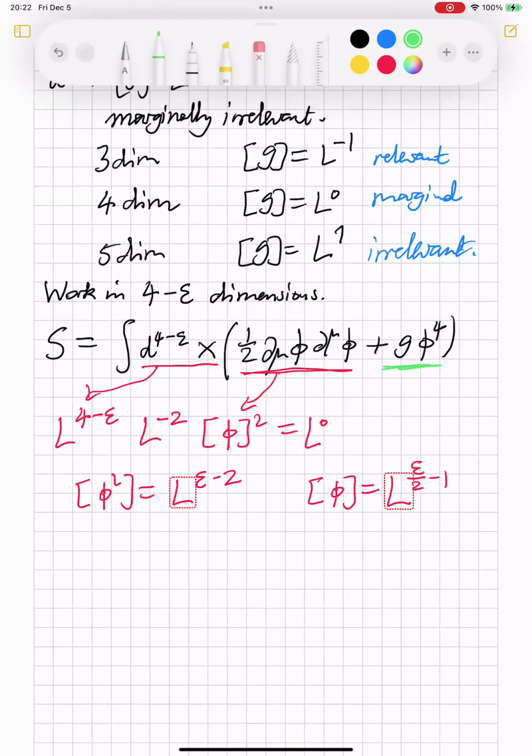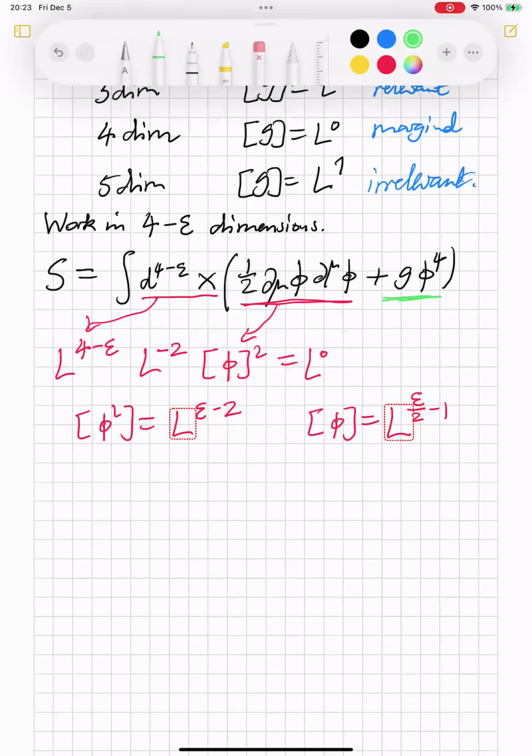So this term must also be dimensionless. So we've got an L to the 4 minus epsilon from the measure as usual. Then we've got the dimension of g. So let me call this g tilde for now. You'll see why in a minute. And then we've got φ to the 4. So what's the dimension of φ to the 4? Well, this will be length raised to the power of 2 epsilon minus 4. And again, this is a term in the action, so it has to be dimensionless.